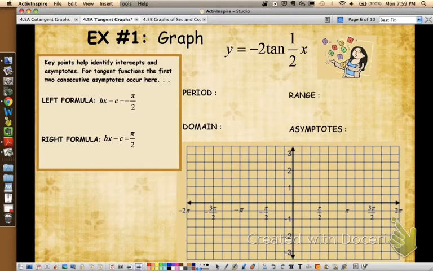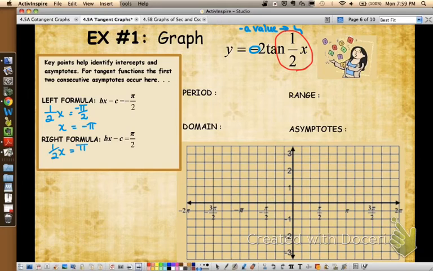So let's take a look at this first example. First of all, it's negative, and so that's the value of a. In other words, it's going to be a reflection. So instead of going up to the right, it's going to go up to the left. And so to find those asymptotes, once again, we let the bx plus c, which is this part right here, equal negative pi over 2 and solve for the left asymptote. And again, it's negative pi over 2 because in the parent function, that's where the left asymptote is. The right asymptote can be found by setting it equal to pi over 2.